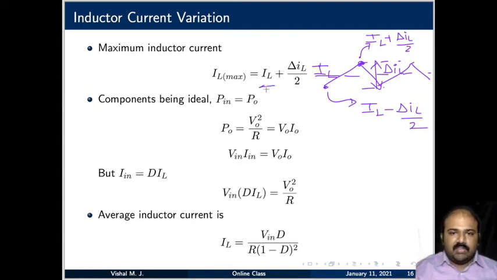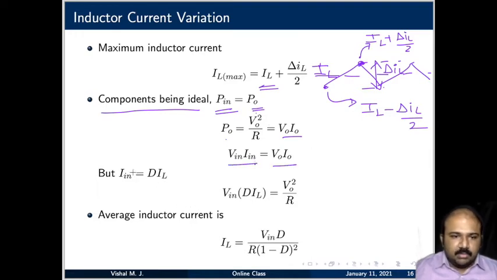Now, we have to find the average inductor current. The methodology we adopt is that the input power is the same as the output power, because of the assumption we make that the components are ideal. There are no losses. So, the input power is equal to the output power, and output power is nothing but V0 I0, or V0 square by R, the load being a resistor. Since input power is the same as output power, V in I in is equal to V0 I0. But remember, this notation we will be using: the input current is equal to D into IL.